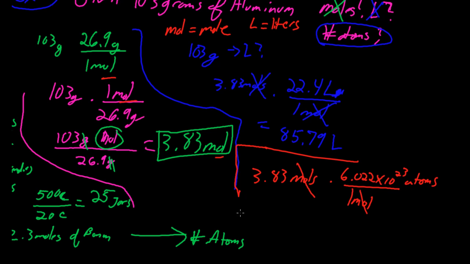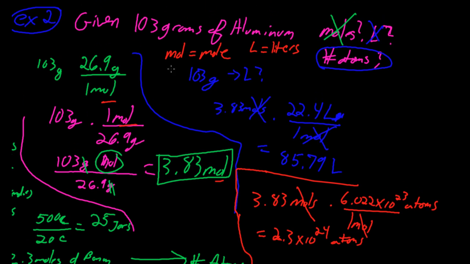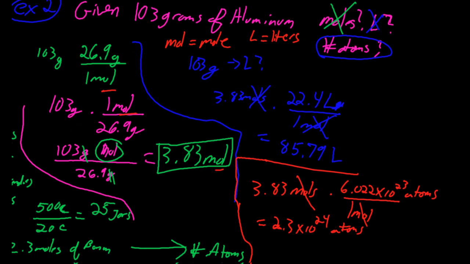So 3.83 times 6.022 times 10 to the 23rd is equal to roughly 2.3 times 10 to the power of 24. Again, the atoms will carry down, so those are the units in our answer. And this is our answer, 2.3 times 10 to the 24th atoms. So there are that many atoms in 103 grams of aluminum. And that's pretty much the mole road for you.